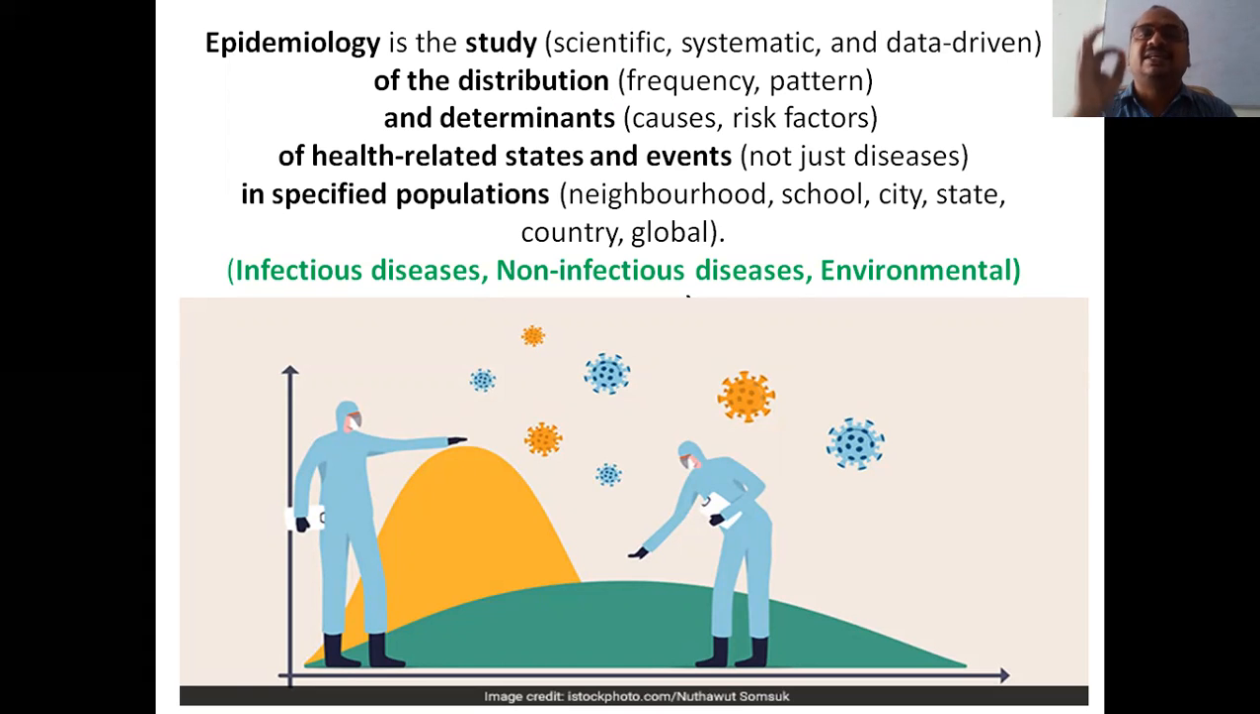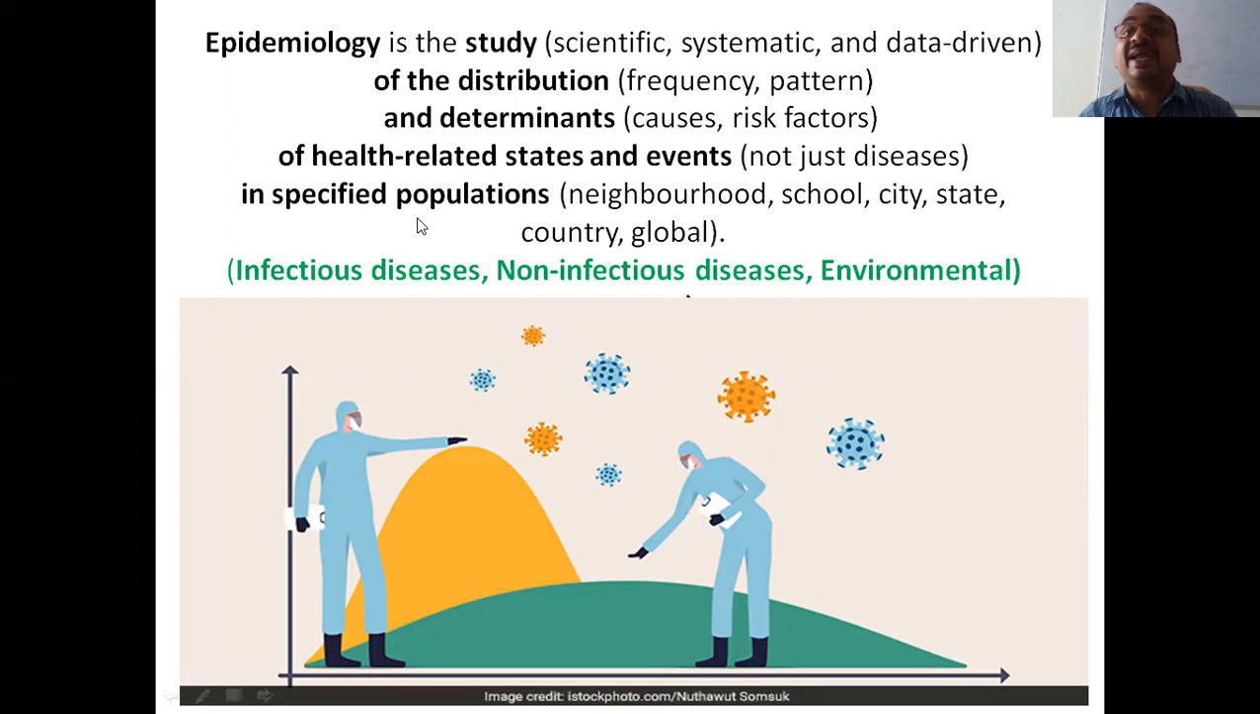Epidemiology is nothing but a study of distribution. Distribution means frequency and pattern, and determinants means causes of disease, risk factors of disease, of health-related states and events, not just disease. See here, in epidemiology we are studying infectious diseases, non-infectious diseases, and environmental factors also. Due to the environment, disease will come. If radiation is there, disease will come due to the radiation. If it is very cold, asthma is coming. Environmental factors, like that.